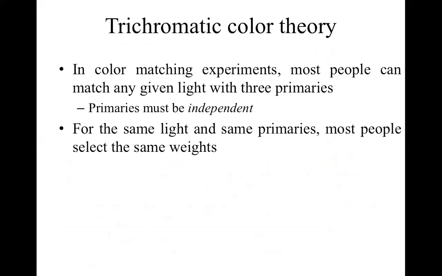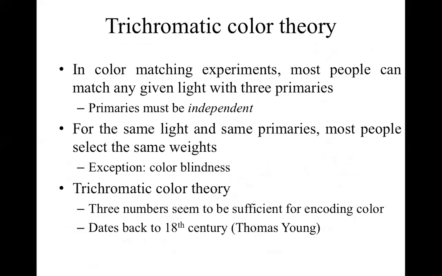Of course, the primary colors have to be independent. There is an exception that colorblind people cannot do this. The idea of trichromatic color theory was understood and used since the 18th century, where basically every color was encoded using only 3 numbers, the weights corresponding to the 3 primary colors.